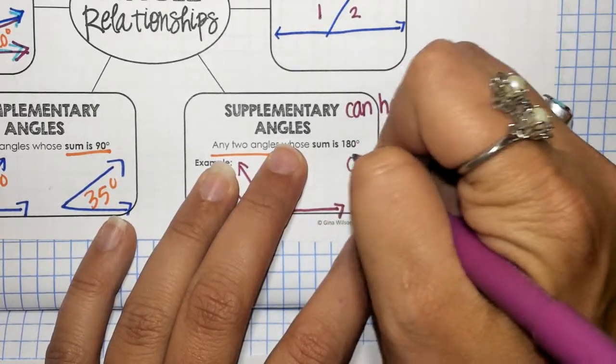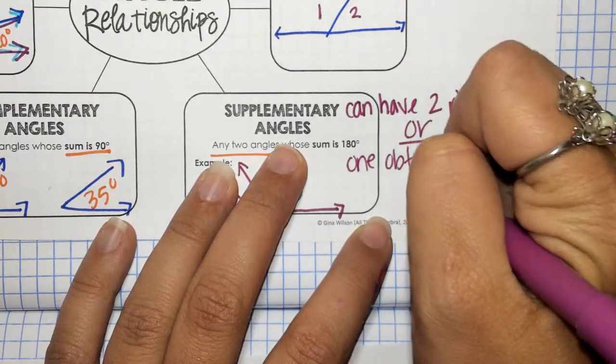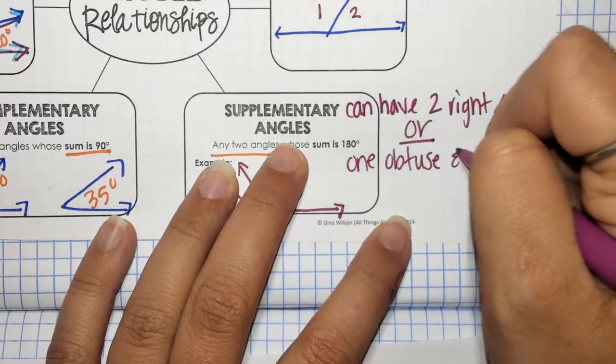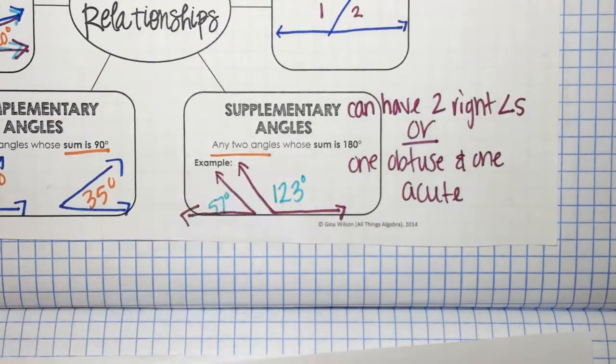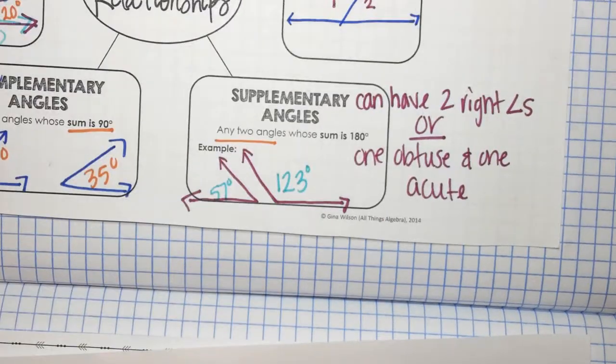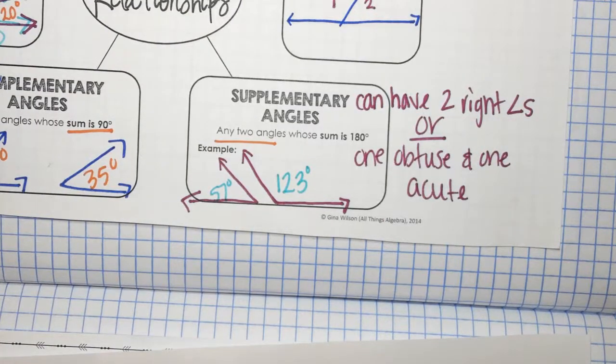Or one obtuse and one what? Take a point. Alright, so vertical angles are... take a point. Adjacent angles are... take a point. Linear pair.